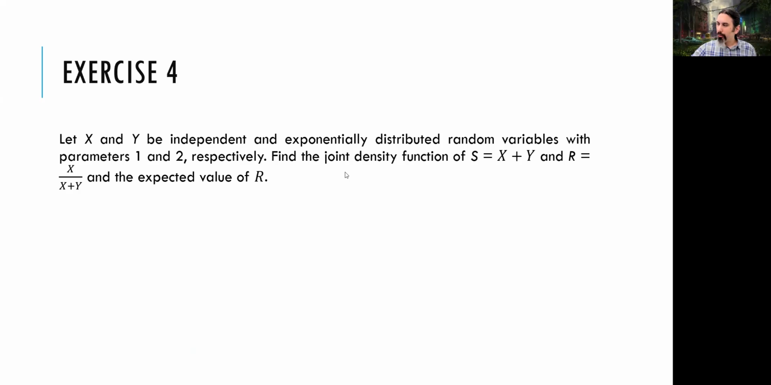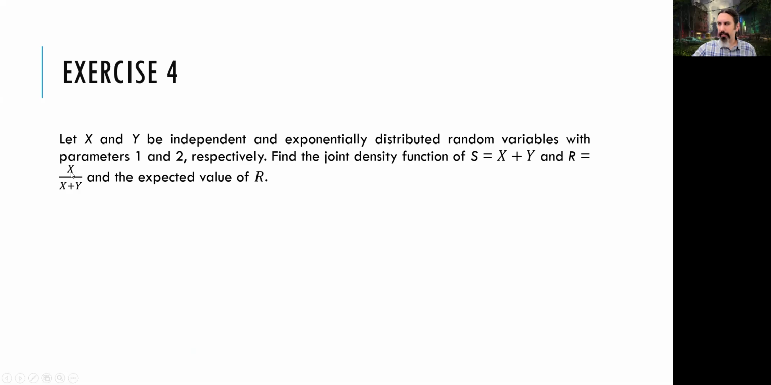We also are looking for the joint density function of s equal to x plus y and r equal to x over x plus y. We need to find the values for x and y. So you can see, if we multiply these two values, s and r, we're going to find s times r is equal to x.